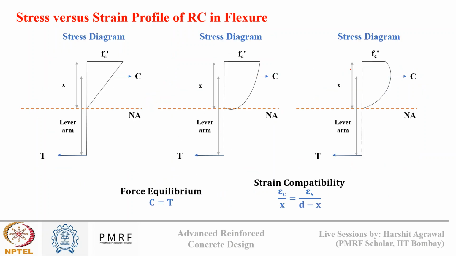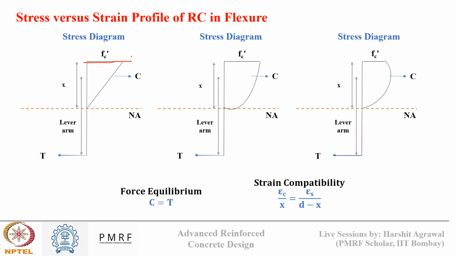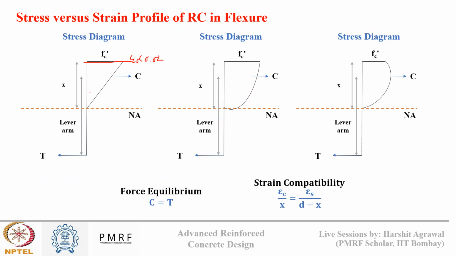It will be linear if the concrete throughout this zone above the neutral axis is experiencing a strain value below 0.002. So suppose at the topmost fiber the strain in concrete is lower than 0.002. What will be the stress profile? It will be linear like this. Now it can be parabolic if the strain at the topmost fiber reaches the value of 0.002.